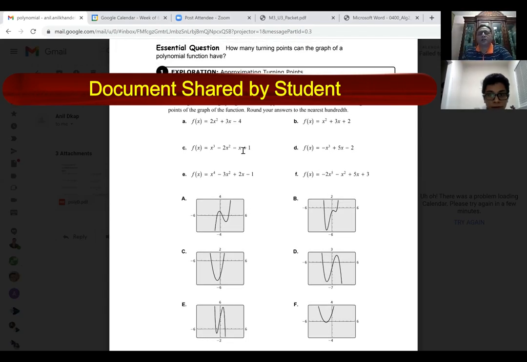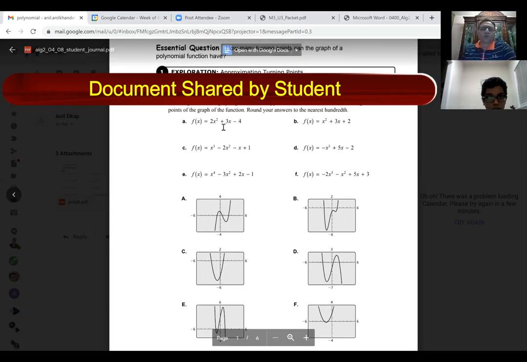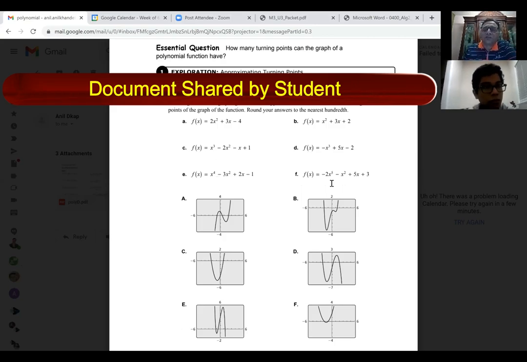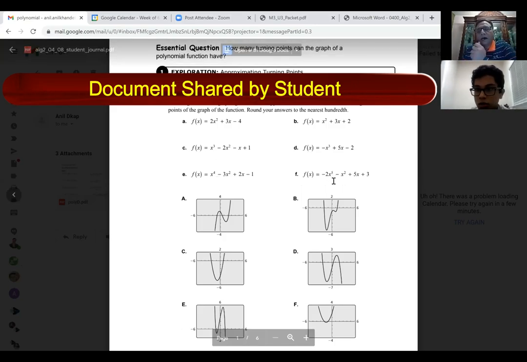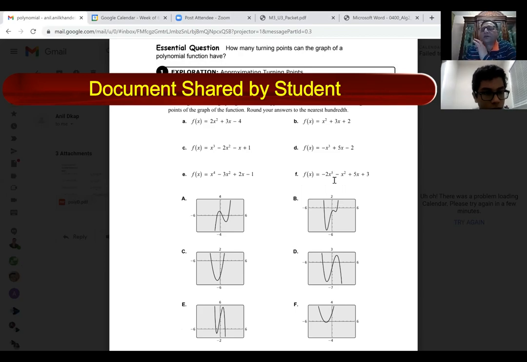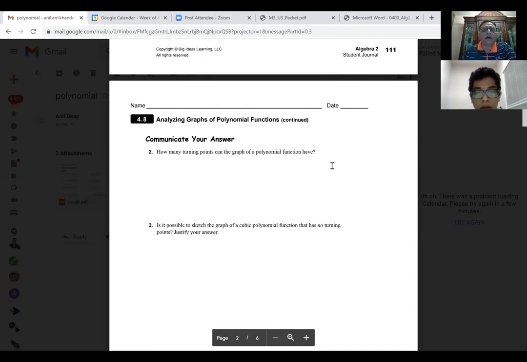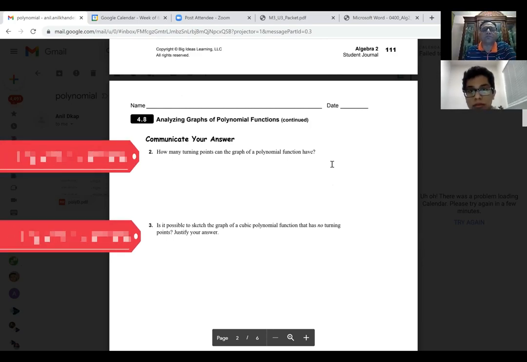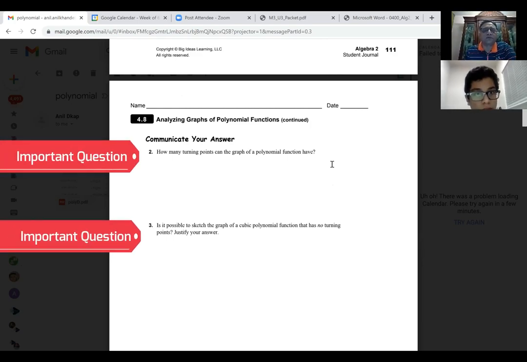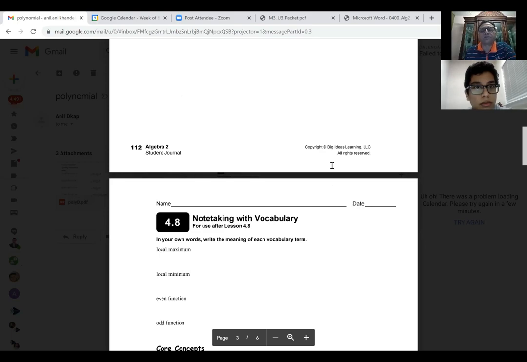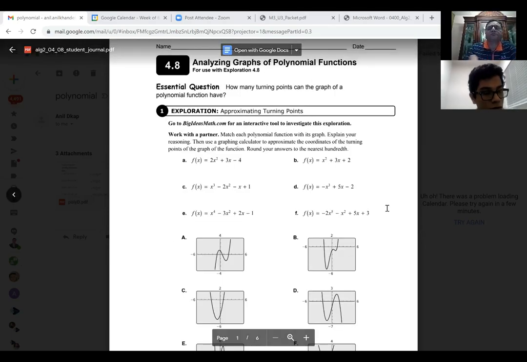What it really means is, I'll explain all this. You see the degree of the polynomial in this? Sometimes 2, sometimes 3, sometimes 4. The leading coefficient, the highest power, is the degree of the polynomial when they are written in standard form, right? And based on degree, you could have the graphs as shown here. And then we have some questions. How many turning points can a graph of polynomial function have? Is it possible to sketch a graph of cubic polynomial that has no turning points? So there are some questions based on this.